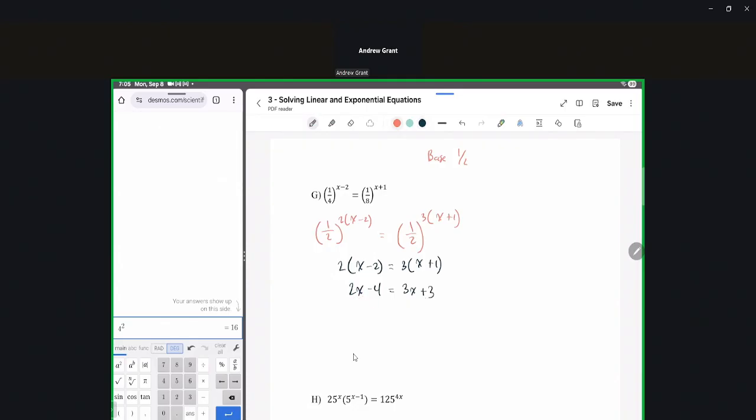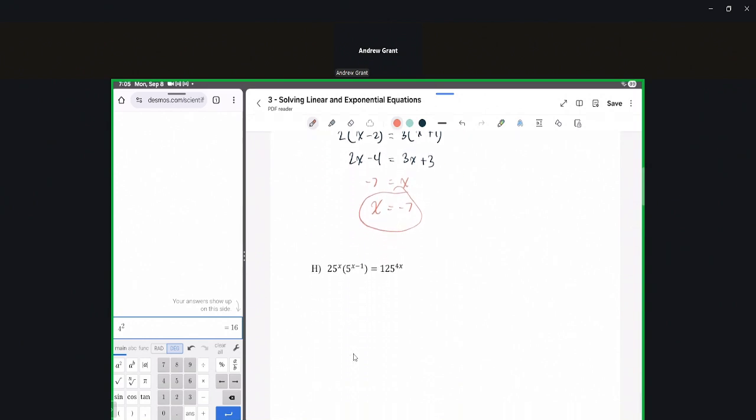We're going to collect the x's on the right side this time, because if we take 3x minus 2x, that'll give us just a regular x. If I take negative 4 minus 3, that'll give us negative 7. So our resulting answer will be negative 7 is equal to x, or as most people probably prefer, x equals negative 7.